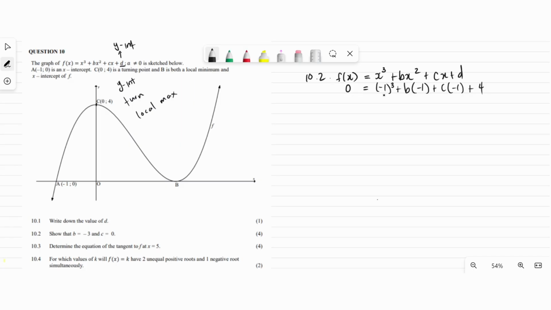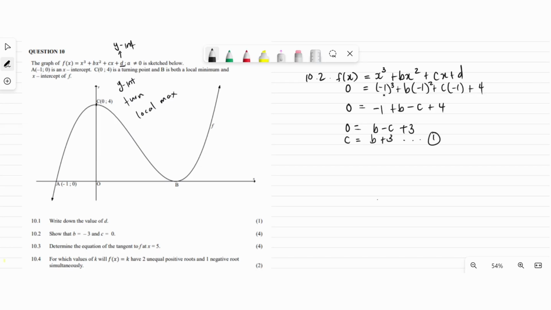Then we're going to simplify it. So negative 1 plus 4 is going to give me positive 3. So it's going to be b minus c plus 3. Then I'm just going to take the c to the other side, so it's going to be positive when I take it to the other side. Therefore c is going to be equal to b plus 3. And I'm going to make this the first equation.